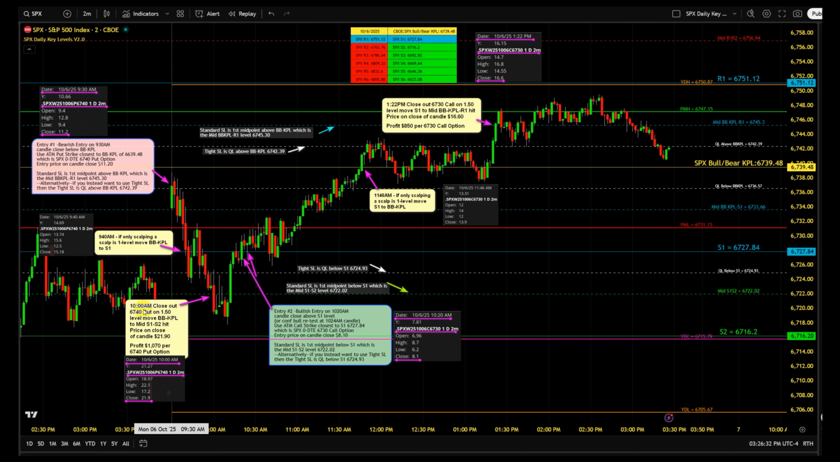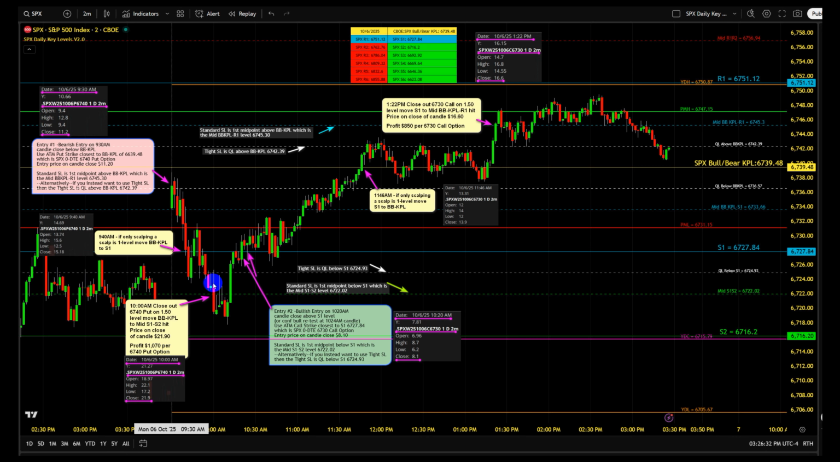So that happened at 10 a.m. here, closing out the put on a 1.5 level move, BBKPL to mid S1, S2 hit, which you can see happened here. The price on the close of this candle is $21.90, so that's a profit of $1,070 per 67.40 put option. So if you had one option, that's $1,070. If you had two options, that would be $2,140. If you had 5 options, that would be $5,350. If you had 10, it would be $10,700.